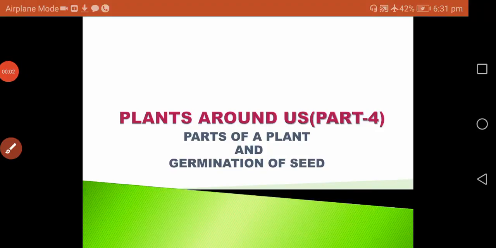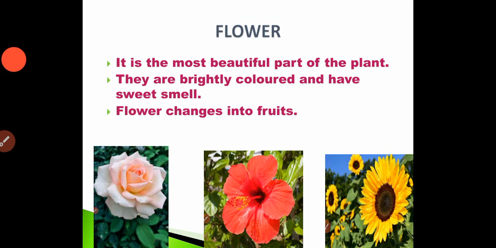Hello everyone. In this video we are going to cover the different parts of a plant, that is fruit, flower, seed, and the process of germination. In our previous video we had covered root, stem, leaf and other parts of the plant. Now let's start with the flower.